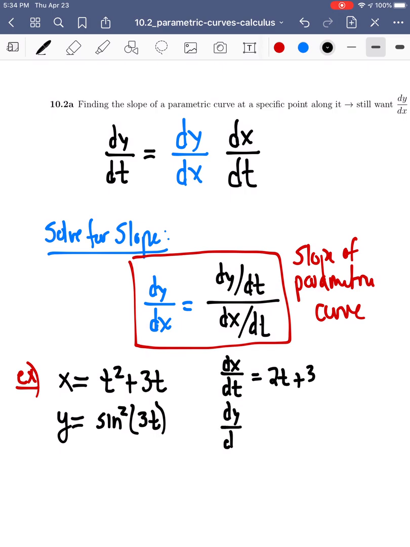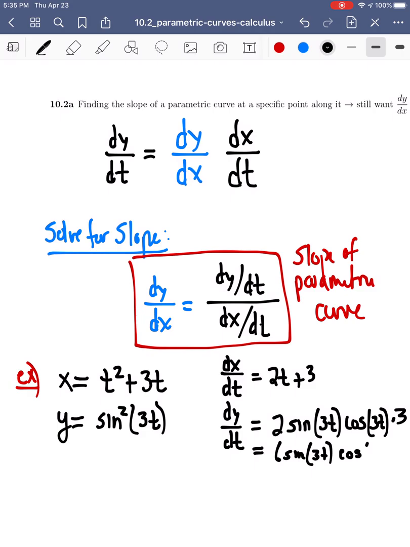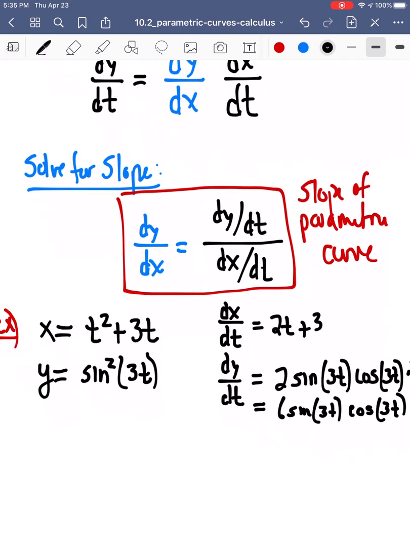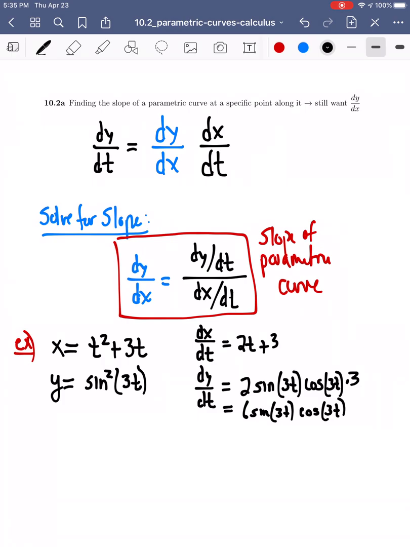dy dt, we get to do the chain rule. Sine squared of 3t, when we take the derivative, that 2 comes down. We still have that sine of 3t there, but then we differentiate the sine of 3t itself. So we get cosine of 3t, and then times a factor of 3. So we can combine that 2 and the 3 to equal 6. Okay. So if we finally get the slope, we just take their ratio.